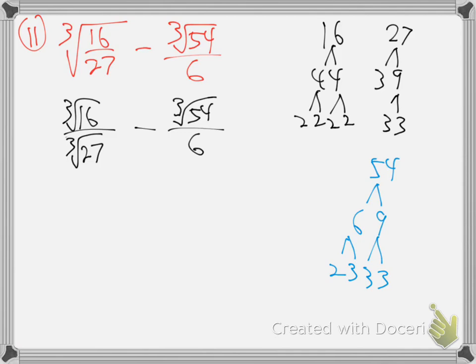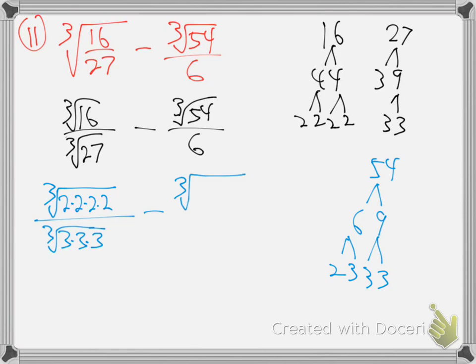So this becomes cube root 16 is 4 2s. 27 is 3 3s. 54 is what? A single 2 and 3 3s. Like that. Break them all down to their pieces. 3 for 1. Am I just racing ahead of you here? So keep going. So they're all broken down now.